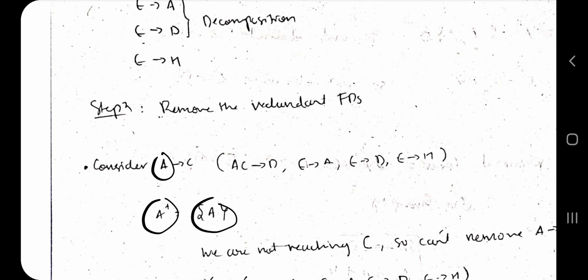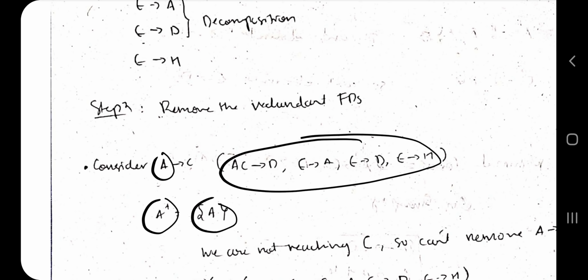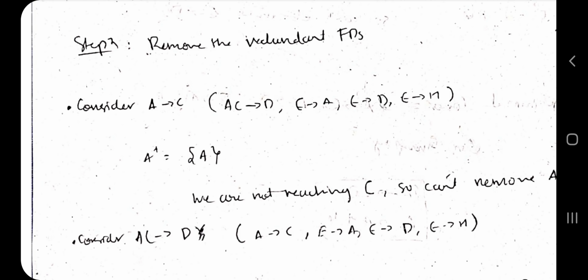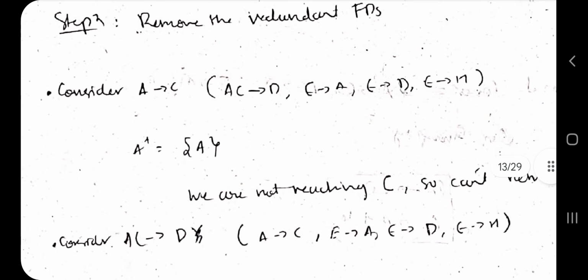Now seeing here, where can A go? Here AC goes to, we can't consider. Here E goes to, no. E goes to, no. E goes to, no. You don't have anything, so only A is there. What is the answer we got? Only A. But I need C, because here C is there. I need the answer C here, and I didn't get that answer. We are not reaching C, so we can't eliminate A tends to C.